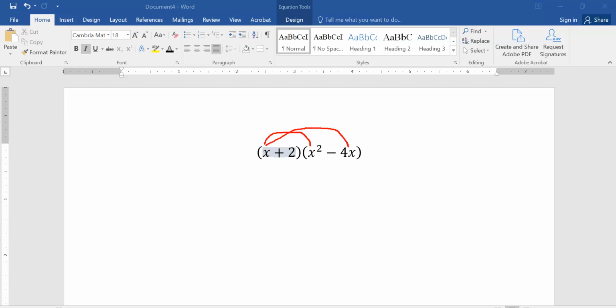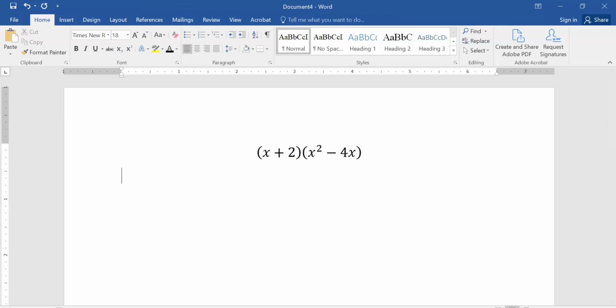Now, after I do that, I'm going to do the same thing with the 2. I'm going to take the 2 and multiply that times x squared, and then take the 2 and multiply that times the minus 4x. So I have this piece multiplied times every term on the right-hand polynomial, and I have the 2 multiplied times every term on the right-hand polynomial. Now notice what that does. That gives me 4 different terms to start out with: 2 from multiplying the x times the right-hand polynomial, and 2 terms for multiplying the 2 times the right-hand polynomial.